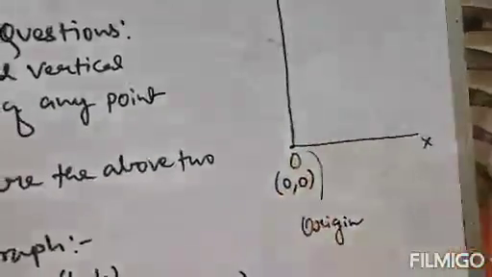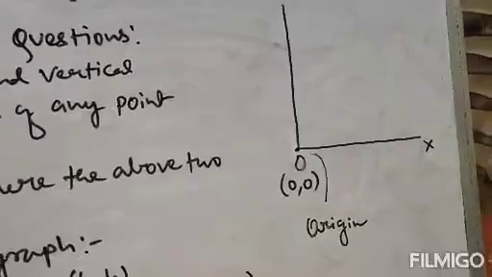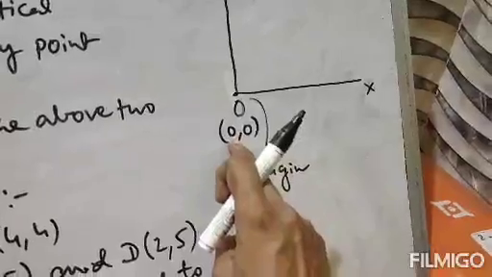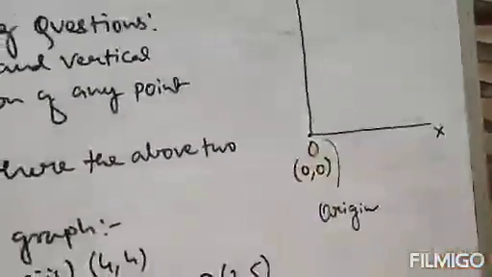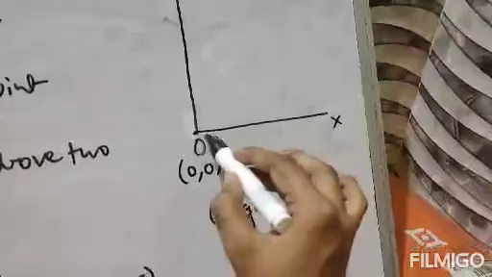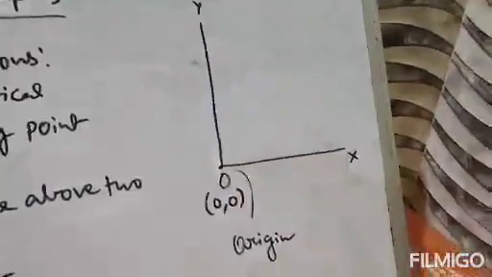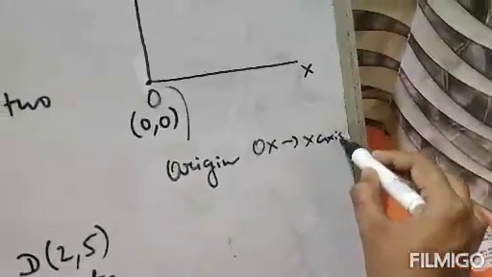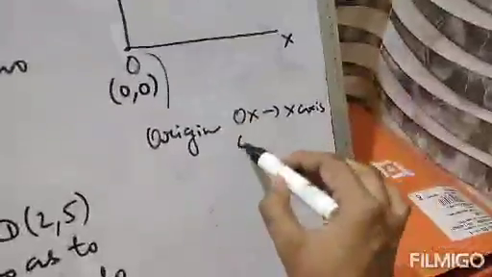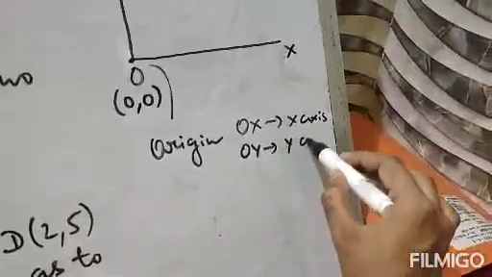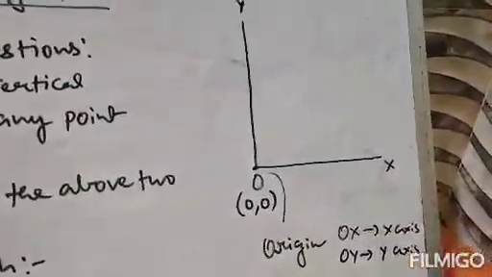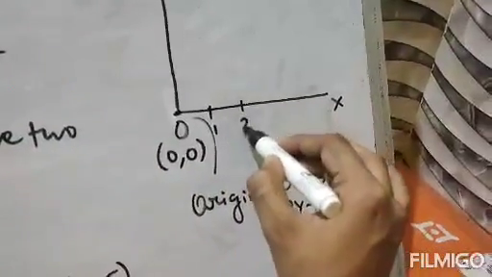That means the position of the origin, with respect to x is 0 and with respect to y is also 0. The first one is always the value of x, and the second one is the value of y. Now this is known as the x-axis and this is known as the y-axis. That means OX is known as the x-axis and OY is known as the y-axis. Clear?